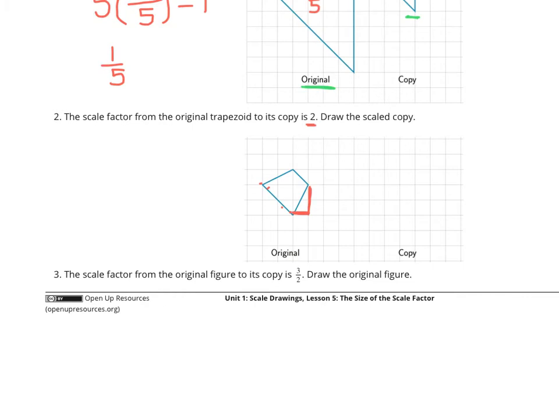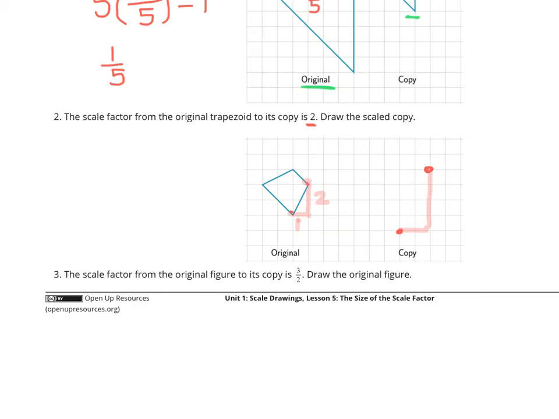So I'm going to pick a point to start on. Let's say I start right here. And what I'm looking at is how far across and how far up and down till I get to a new point. So let's say I want to go from this point to this point. I'm going over 1 and up 2, over 1 and up 2. So in my scale copy, because I'm using a scale factor of 2, I want to go double that. I want to go over 2 and up 4. 1, 2, 3, 4. And I'm going to put a dot there. And that's going to be where this corner point is in my new copy.